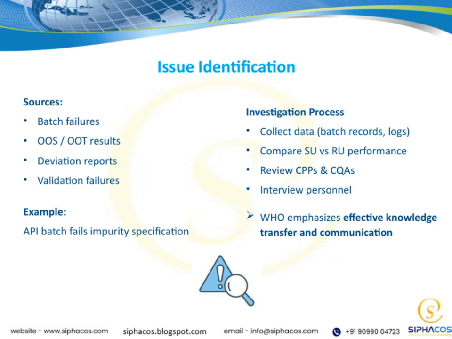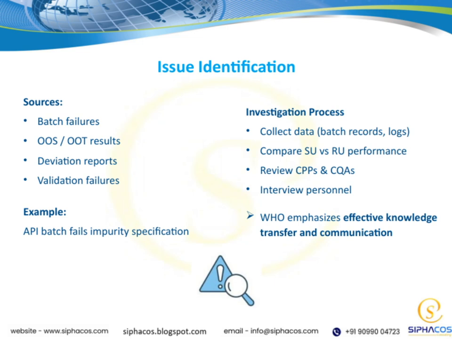Now, when it comes to issue identification, we look at various sources. These include batch failures, out-of-specification or out-of-trend results, deviation reports, and validation failures. Each of these sources provides clues about where and why things went wrong.